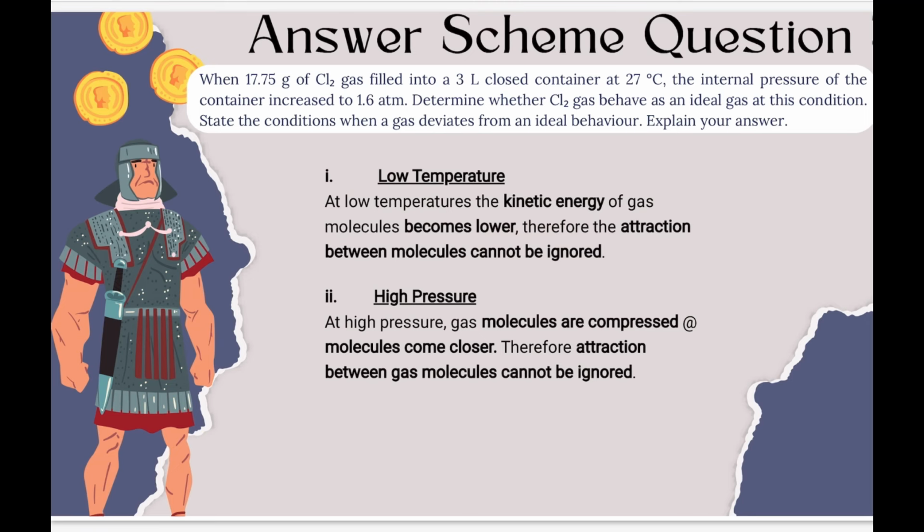And then satu lagi condition adalah bila high pressure. Bila high pressure, gas molecule akan jadi compressed, jadi dia semakin dekat, dia clump closer to each other. Therefore, sekali lagi IMF diorang cannot be ignored. Okay, so these are the two conditions where the gas deviates, dia menjauhi ideal behavior. So kalau mau cakap dia ideal behavior, dia hanya berlaku pada high temperature, low pressure. The other way around lah.